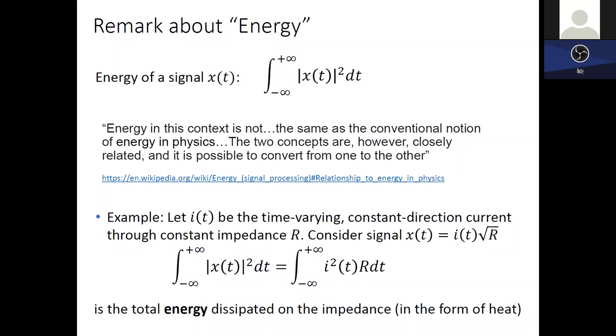We learned from physics that I square of t times R is the instantaneous power at time t. And if we take the integral of power over time t, it is the energy that is dissipated on this impedance in the form of heat. So that is one interpretation of the energy of a signal.